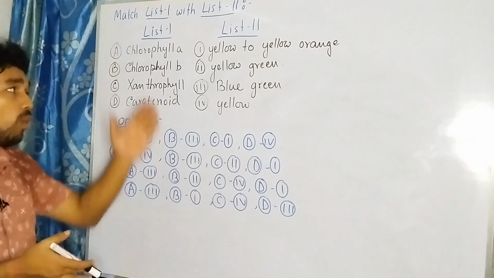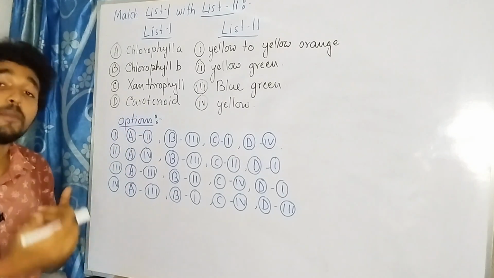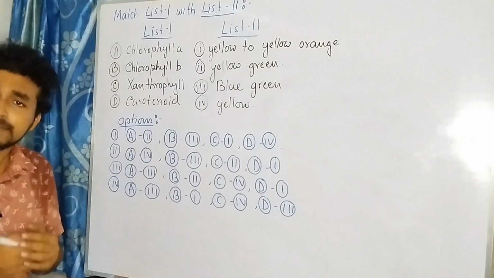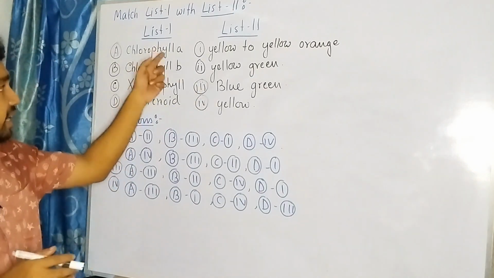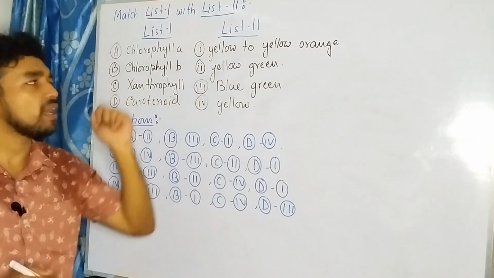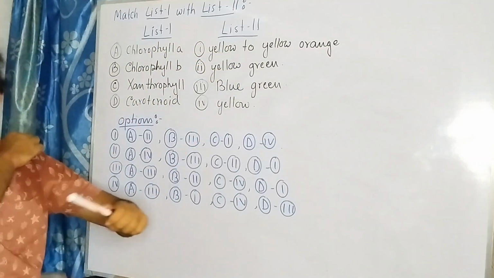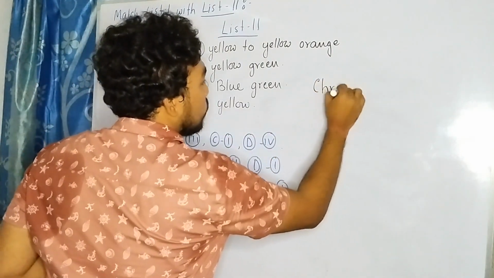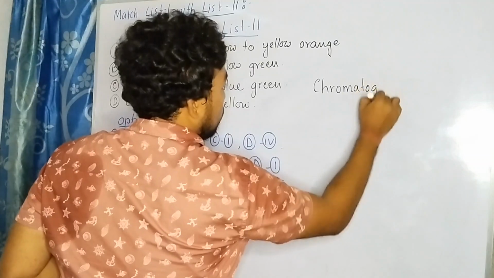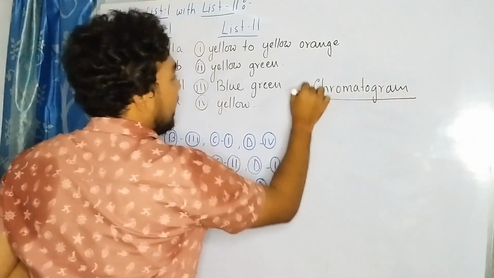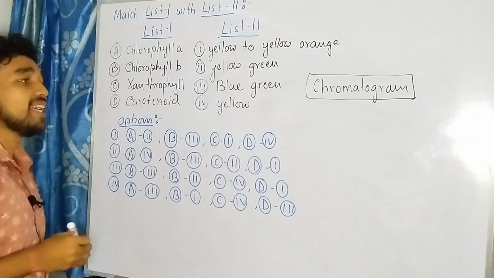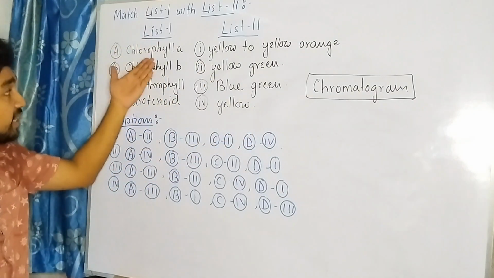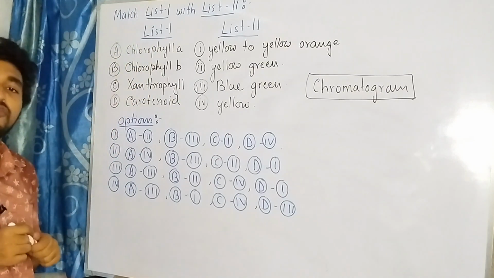Now we know all these 4 are different pigments for different types of chlorophyll present in green plants. Now we have to match each of these pigments with their color. Now where will we get this color from? See, there is an instrument, its name is chromatogram. This instrument, chromatogram, can help us to differentiate between 4 different pigments of chlorophyll.